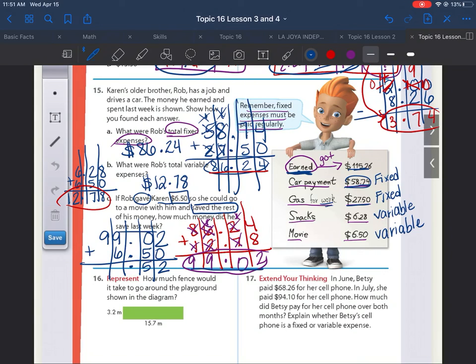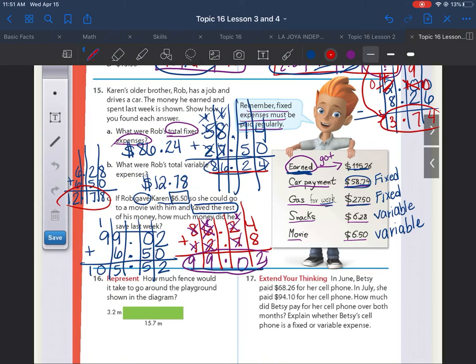2 plus 0 is 2. 5 plus 0 is 5. 9 plus 6 is 15. And 9 plus 1 is 10. So how much money did he spend? In all, he spent $105.52. It says that he saved the rest of his money.